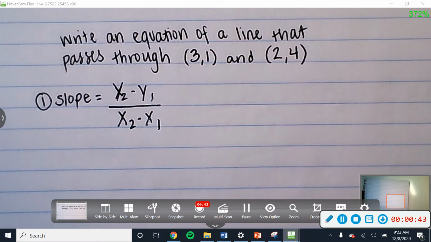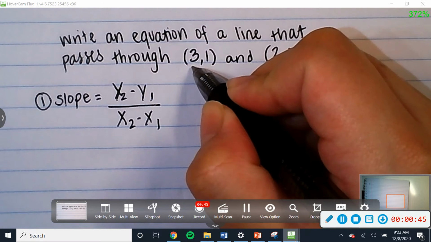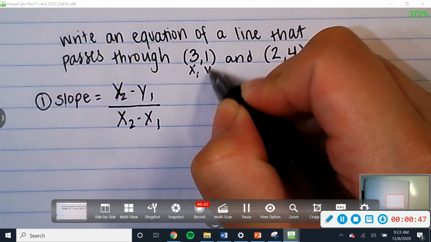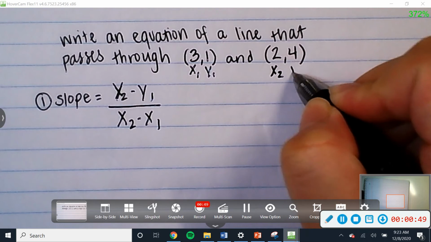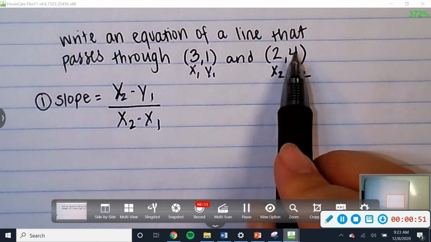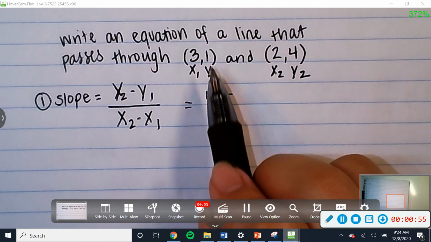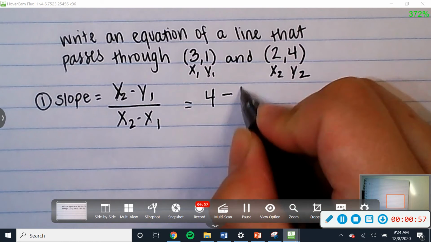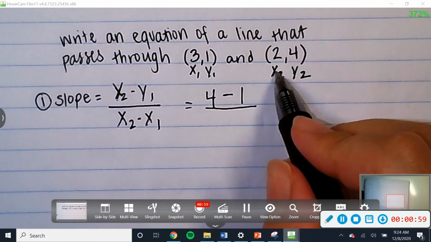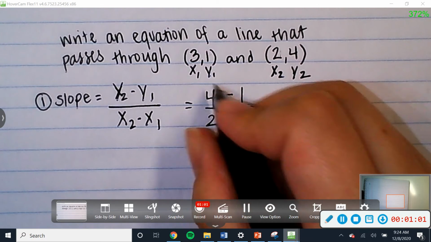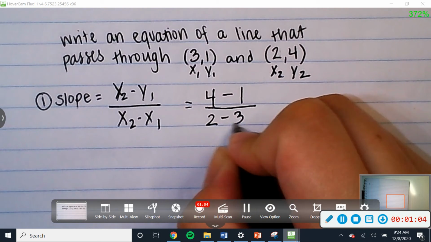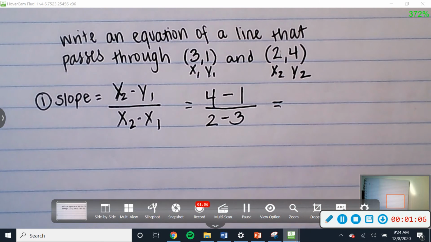Using the slope formula, we plug in our values. I'm going to label these x1, y1, x2, y2. So y2 is 4, y1 is 1, x2 is 2, x1 is 3. So I plug these into my formula and I solve for my slope.